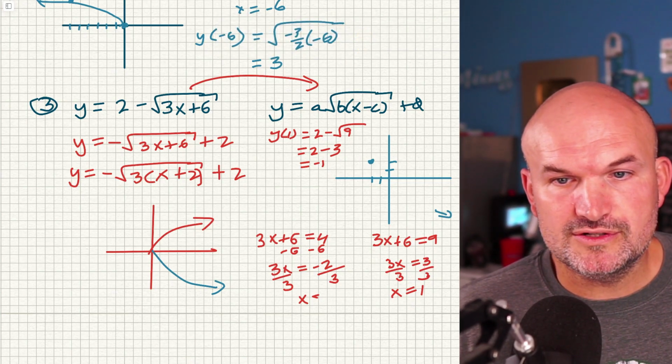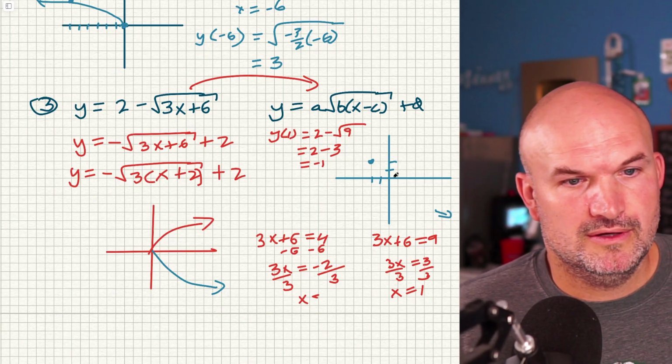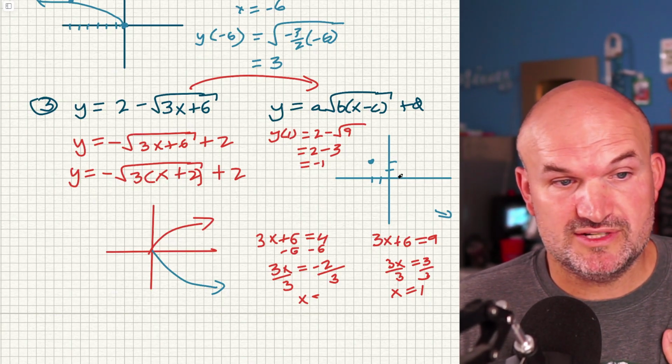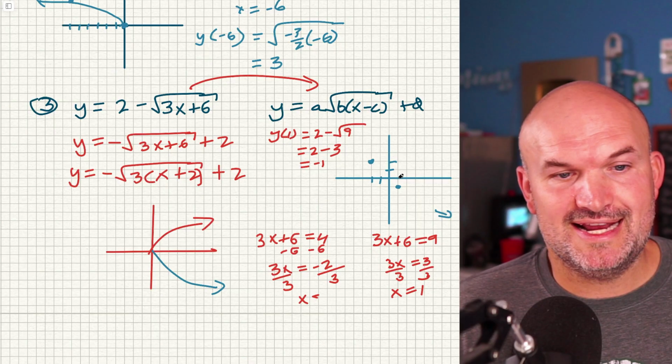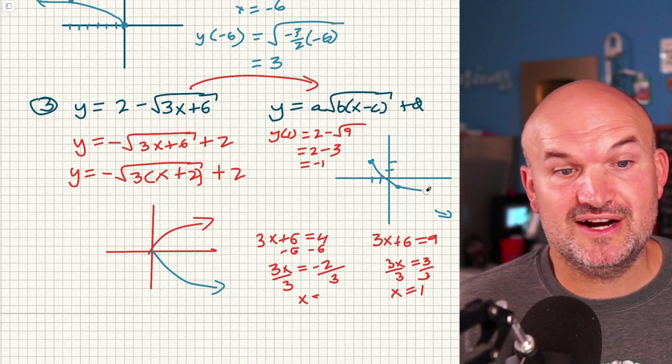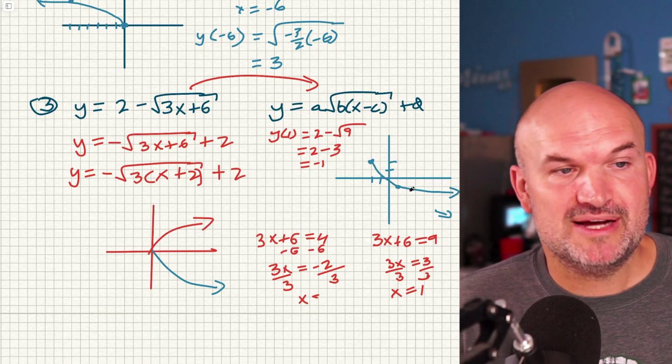So if I go over to 1, my input value, or my x value, is going to be 1. My output value is going to be negative 1. So now I can verify that I have 2 points on my square root function.